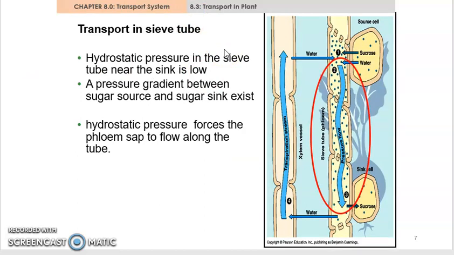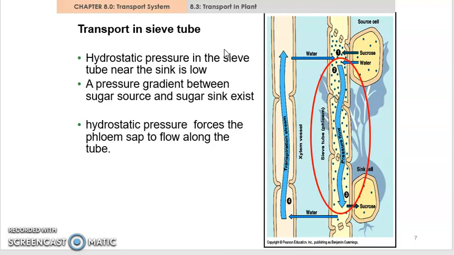Okay, so apabila hydrostatic pressure in sieve tube near source is increased, dia akan create pressure gradient. Maksudnya hydrostatic pressure in sieve tube near the sink is low. Dekat sini hydrostatic pressure tinggi, tetapi near the sink, hydrostatic pressure is low. So what happened? A pressure gradient between sugar source and sugar sink exists.